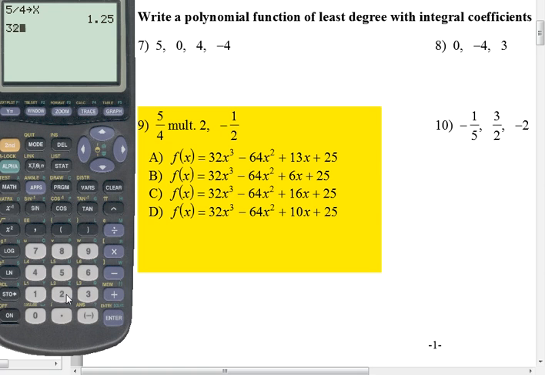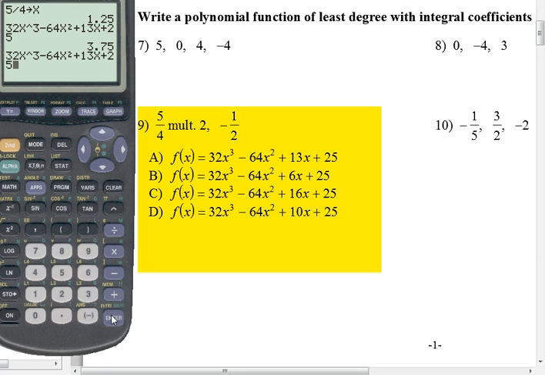Okay, and then you're just going to start with answer choice A. 32 x to the third minus 64 x squared plus 13x plus 25. And what are we looking for? 0. When I press enter, it should equal 0. If it does not equal 0, then that is not the answer. Okay? So A is not the right answer.